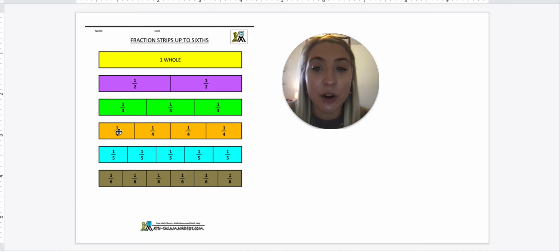Down here we have 1, 2, 3, 4 parts, and each part is 1/4 of the whole. But if you have them all together, that would equal the 1 whole. Same with 1/5 and 1/6.